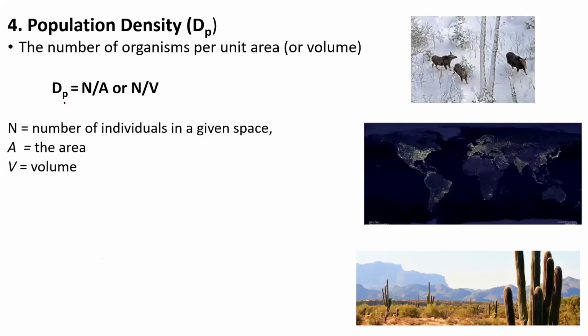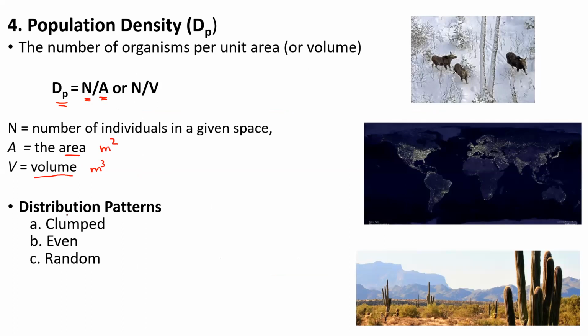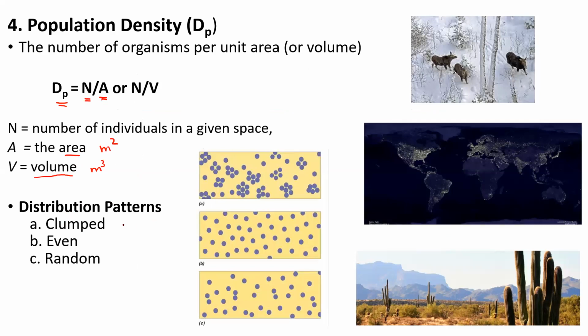Population density is the number of individuals in a given area divided by the area. But if it's in a lake, for example, we would need the volume. So often this is going to be, say, meters squared, but volume will be meters cubed. Now, related to this is this concept of distribution patterns. Patterns of populations can be clumped, where the population is clumped. They can be evenly distributed, or they can be random.